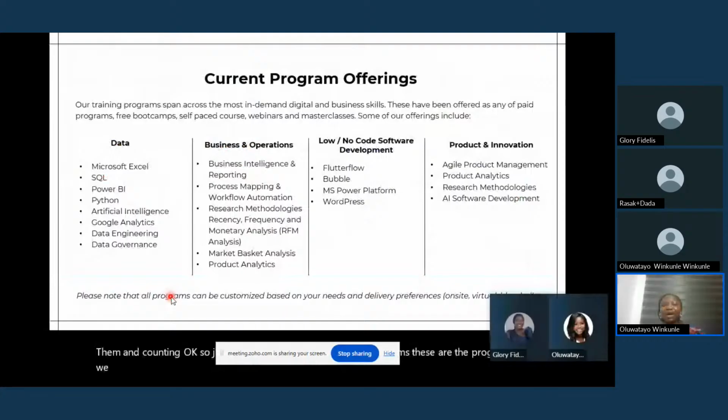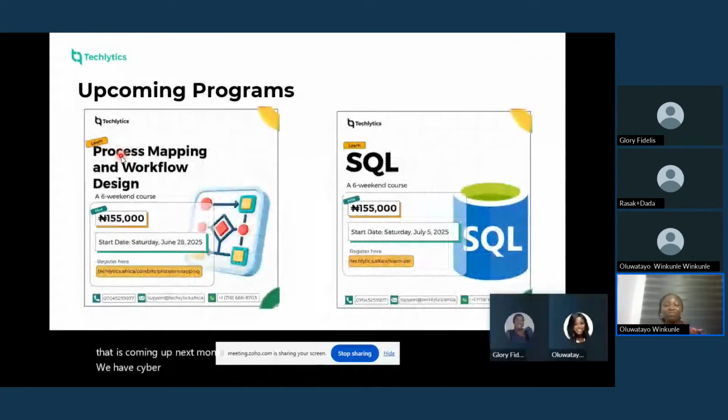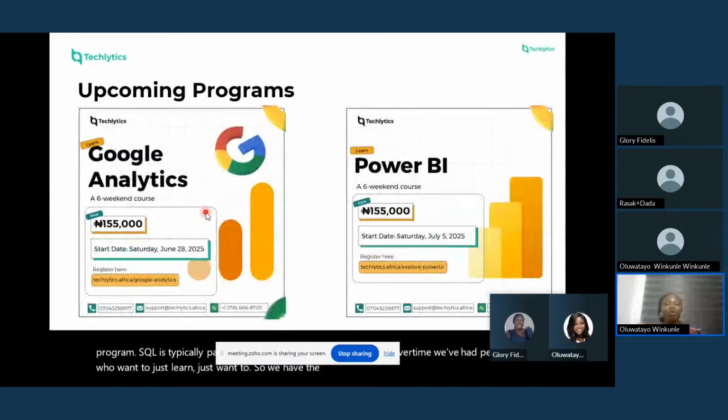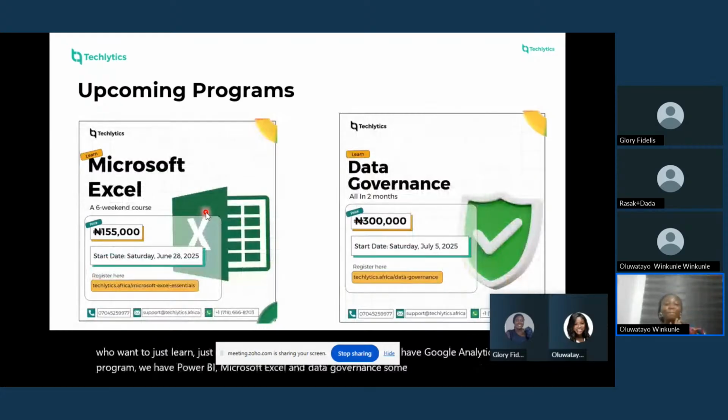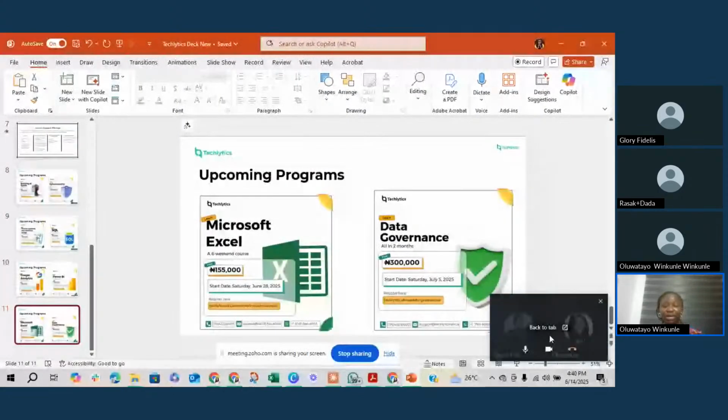Just to quickly run over our current programs, these are what we offer as of today: data, business and operations, no-code software development, and products and innovation. However, we have some upcoming programs, which this bootcamp is a subset of. We have a building-an-AI-agent program coming up next month, a cybersecurity program, and process mapping and workflow design. We have a SQL program. SQL is typically part of our data analytics package, but we've had people who want to learn just one tool. So we have SQL, Google Analytics, Power BI, Microsoft Excel, and data governance. Some of these programs start next month on July 5, and others start at the end of this month. Let's go into the business of today.